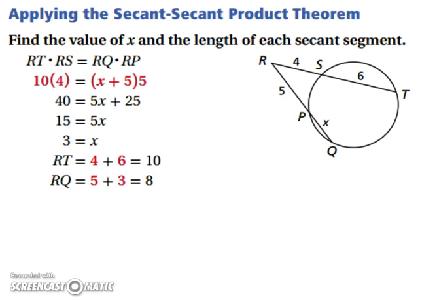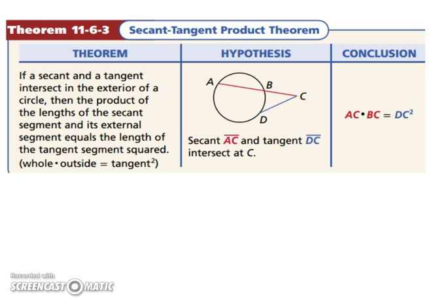Let's look at another theorem. The secant-tangent product theorem. If a secant and a tangent intersect in the exterior of a circle, then the product of the lengths of the secant segment and its external segment equals the length of the tangent segment squared. That was kind of wordy, so let's look at it like this.